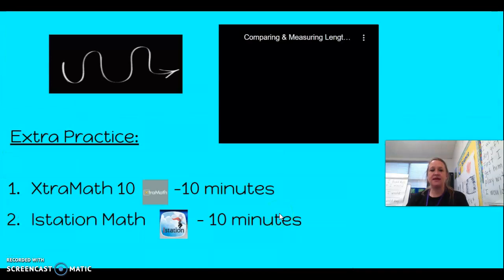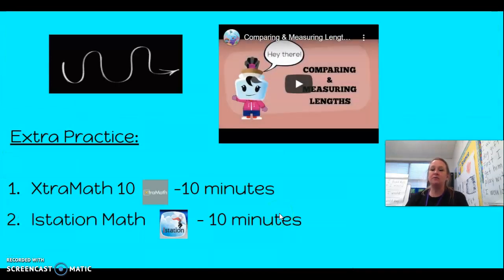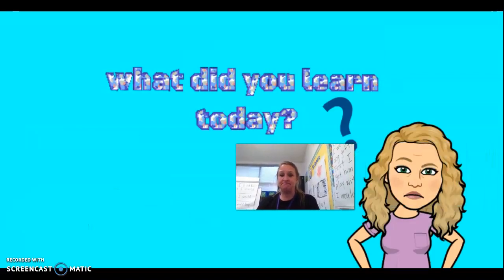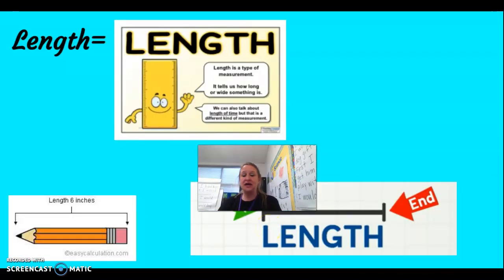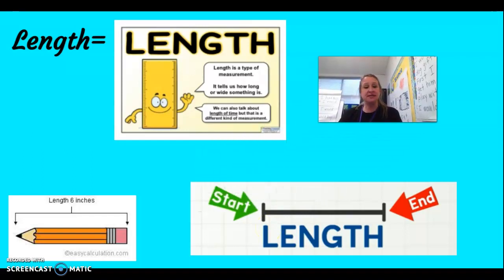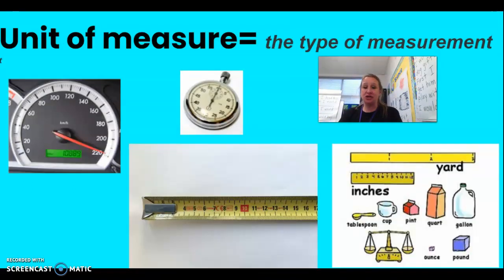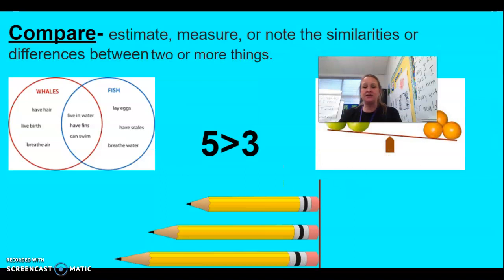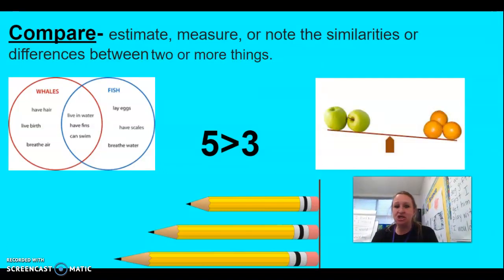All right. Now I want you to watch the Comparing and Measuring Lengths video, then your extra math for 10 minutes, your iStation for 10 minutes. But what did you learn today? You learned that length is a type of measurement. The unit of measure is the type of measurement. A tool is the item that we use to measure with. And compare is to estimate, measure, or note the similarities or differences between two or more things.